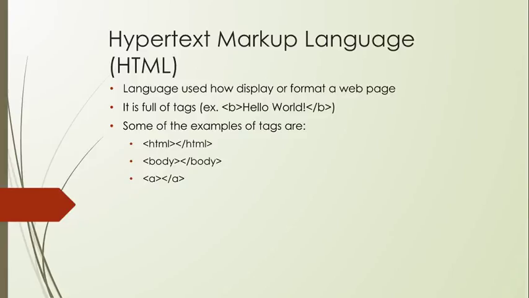So the basic building block of HTML are the tags. And actually, all the HTML pages are full of tags. Some examples of the tags are HTML, body, and A for the links. Each HTML tag has the opening mark, which is, as you can see, HTML, then the closing, which is /HTML.